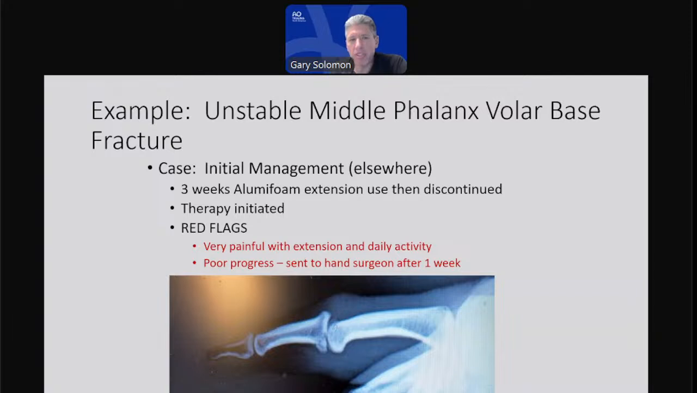Now, this happens unfortunately too often, but this one was treated someplace else in a alumifoam splint, and then 3 weeks after that, it was discontinued and he was sent to therapy. Red flags, and I've seen this almost every time: it's very painful with extension and daily activity. That's a red flag because after a few weeks, pain isn't necessarily the problem. Stiffness is the problem, but pain isn't so much the problem when they start moving. So I nudged him towards seeing the hand surgeon, and this was his x-ray.